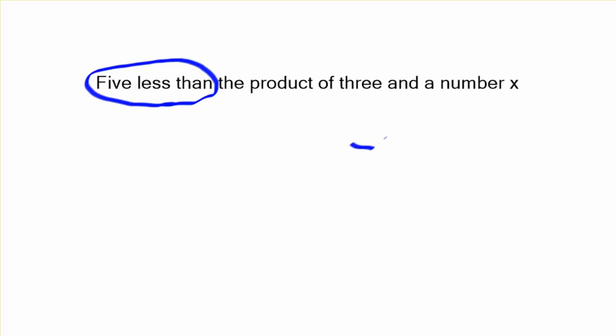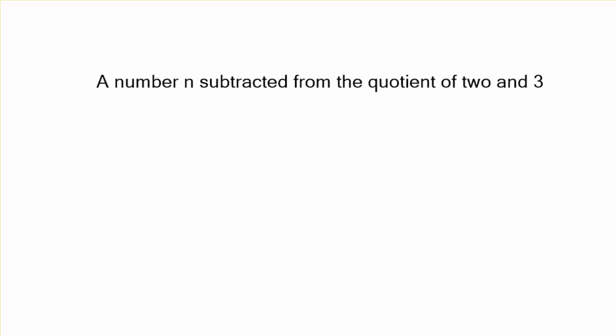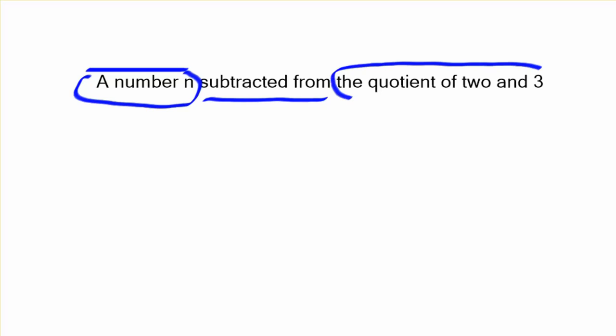5 less than. That means we're going to subtract that 5. The product of 3 and a number. That means we're going to multiply 3 times a number x. That's it. We've had problems like this before. Now let's see, a number n, our variable is going to be n. And it's subtracted from, we're going to take that away from, the quotient of 2 and 3.